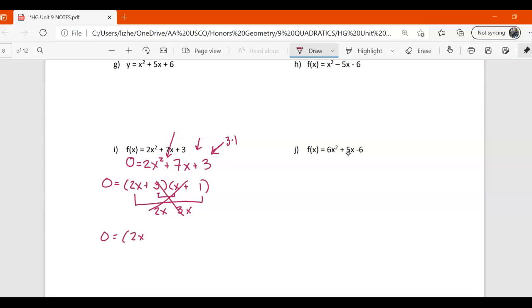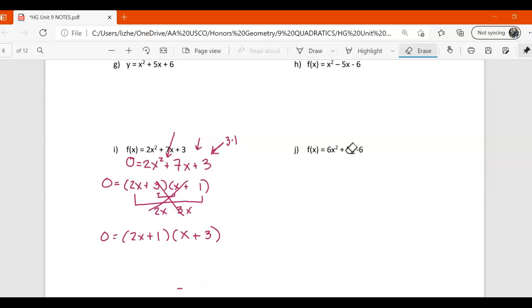I put my 2x, my x, and I'm going to put the 3 here and the 1 there. The signs have to be positive, so I put those in. And that is factored. And if you check it, you do 2x times 3 and you get 6x. You do 1 times x and you get plus 1x, and that will give you your 7x. So we factored correctly.